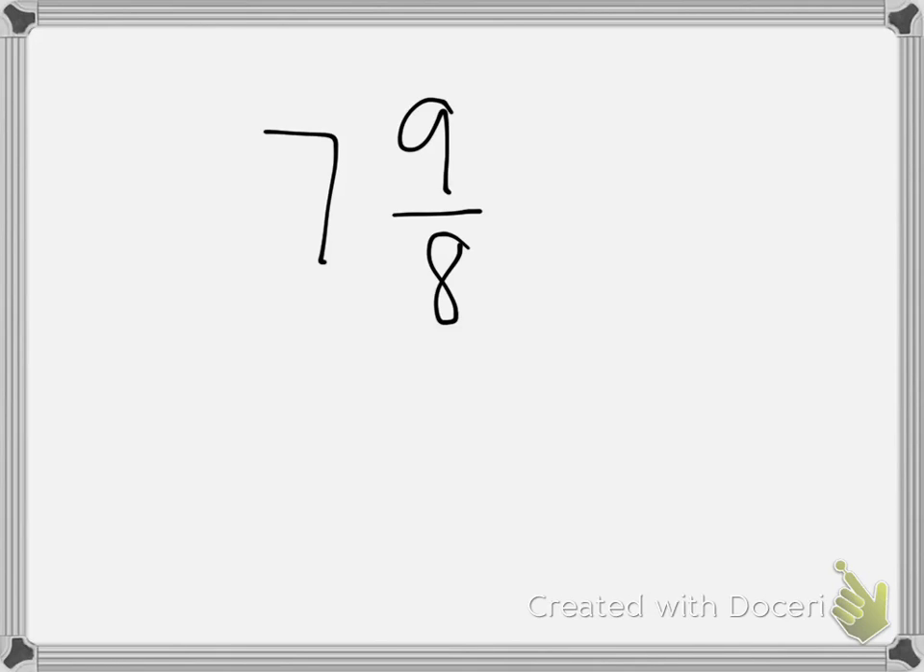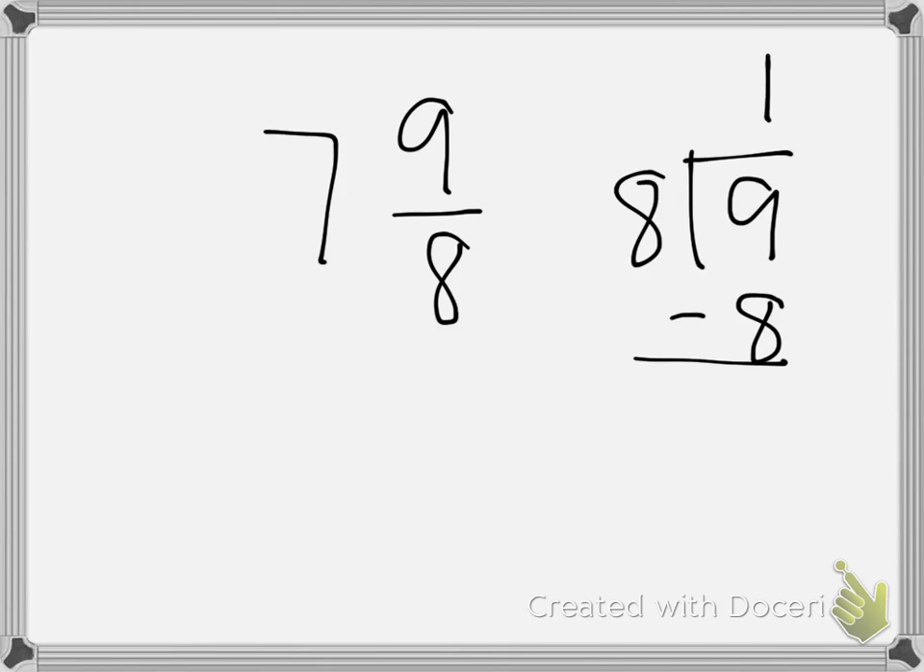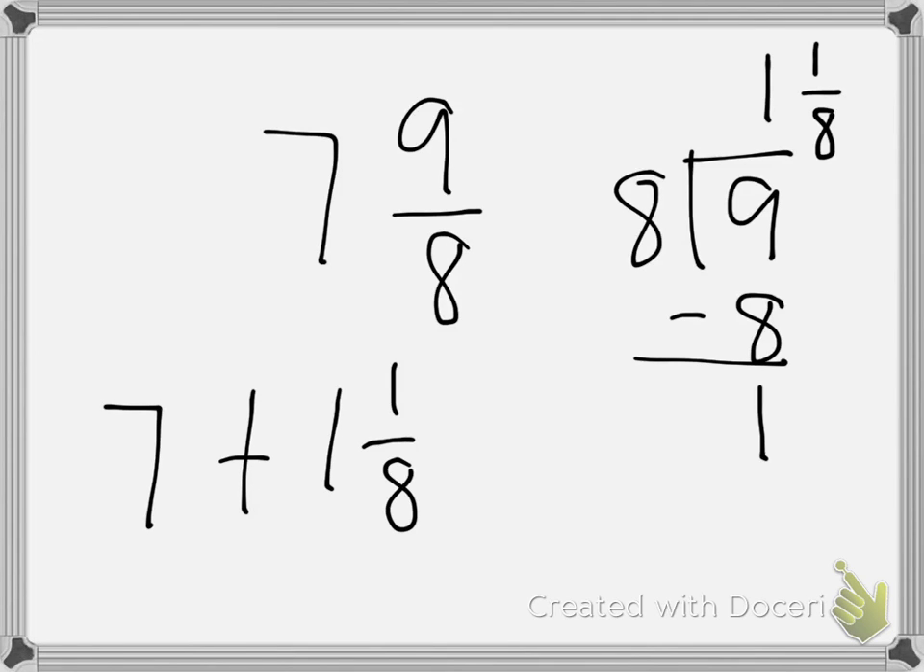To do that, I've shown the students how to use division, a shortcut using division. 9 divided by 8. 8 goes into 9 one time. 9 minus 8 is 1. To write this as a fraction, this 1 would normally be a remainder, but to write it as a fraction, you have 1 whole. You take that 1 and place it over the 8. So 1 and 1/8. Now we're going to add that 1 and 1/8 to the 7. 7 plus 1 and 1/8.